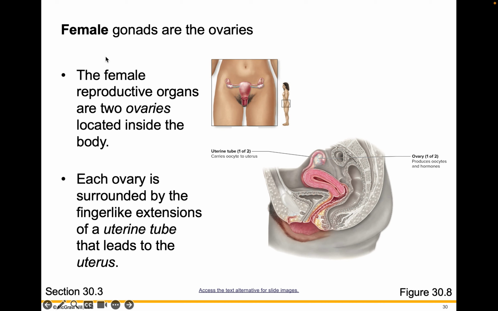Let's talk about the female reproductive system now. Female gonads are the ovaries. The ovaries are located inside the body, whereas the male testes are located outside. Each ovary is surrounded by finger-like extensions of a uterine tube that leads to the uterus.